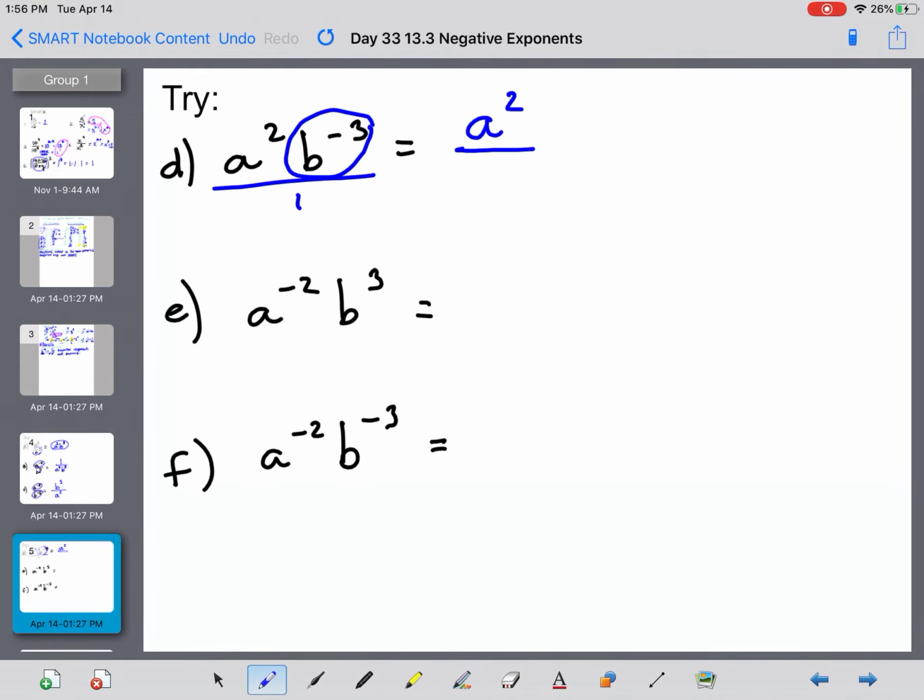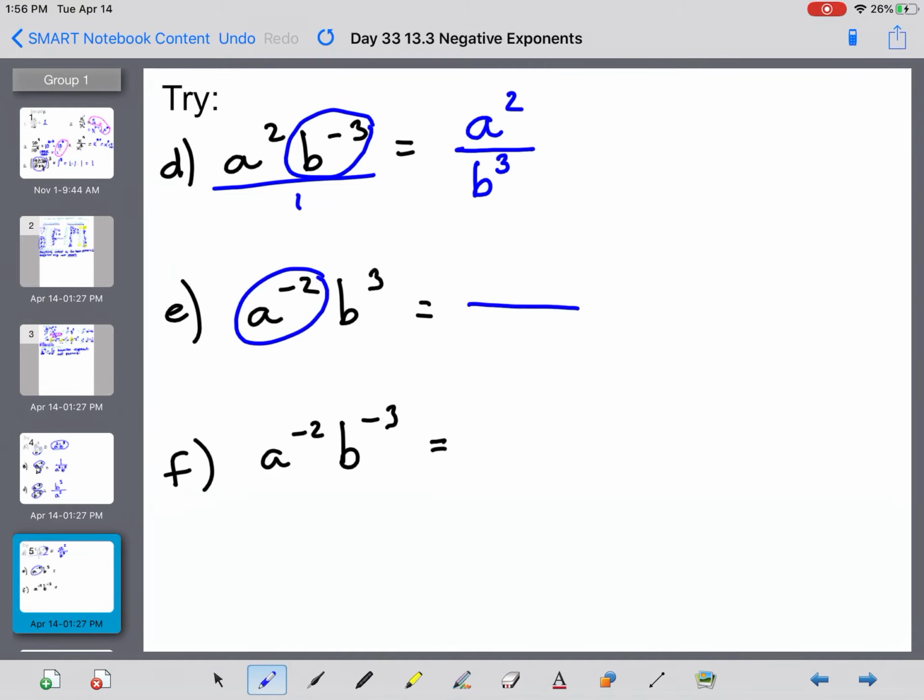And if you want to kind of visualize this, you can always put something on top of 1, and you can kind of see it now as a numerator and the denominator. That tells me b to the negative third is going to have to get moved down to the denominator, and doing the moving is what eliminates the negative exponent.